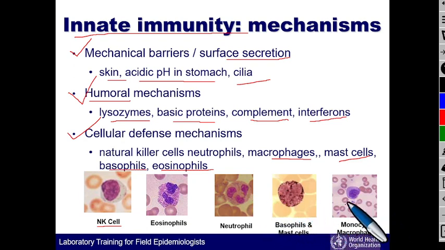And the monocyte: here the monocyte is present, and there is no granule in the cytoplasm. Eosinophil, basophil, and neutrophil contain granules in the cytoplasm. For this reason, they are named granulocytes.